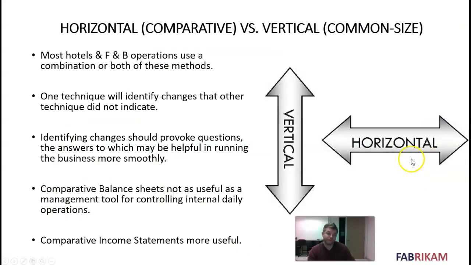So we've looked at both of these now. Most hotels and food and beverage operations use a combination of both of these. Each technique will identify different things for you. So that's why we use both. We want to take a look at them. Income statements are the most useful as far as what you should be comparing from year to year. Because while balance sheets show you what you're worth as a company, income statements show the operations and how well you are at generating revenue and decreasing costs.